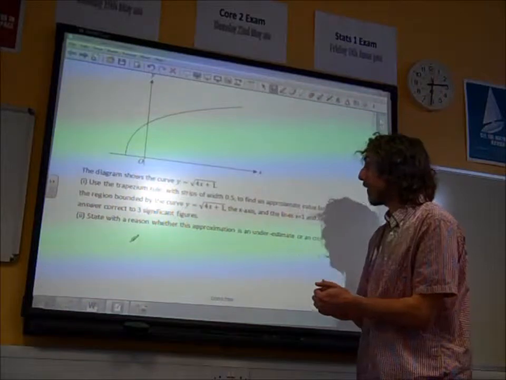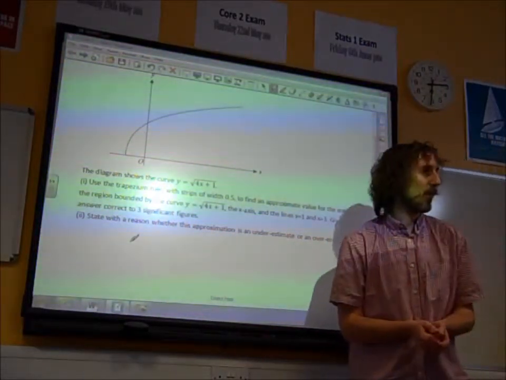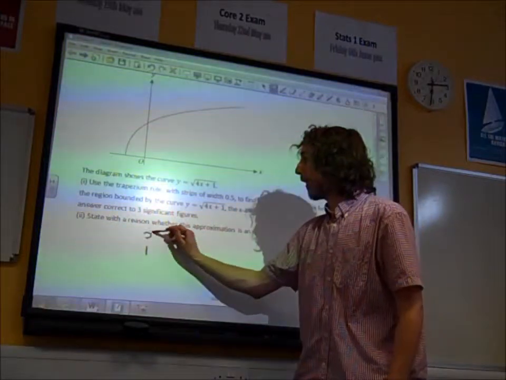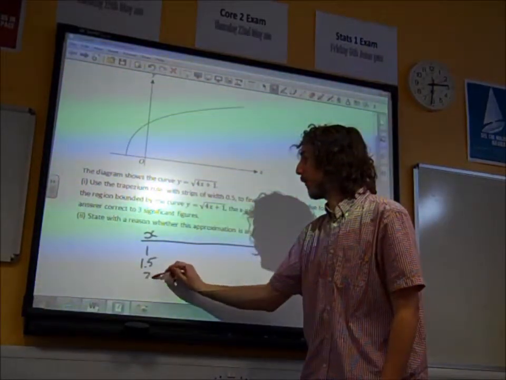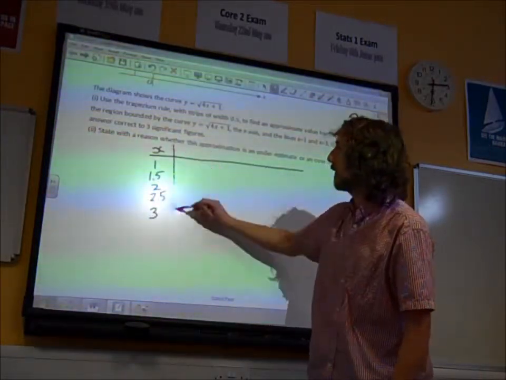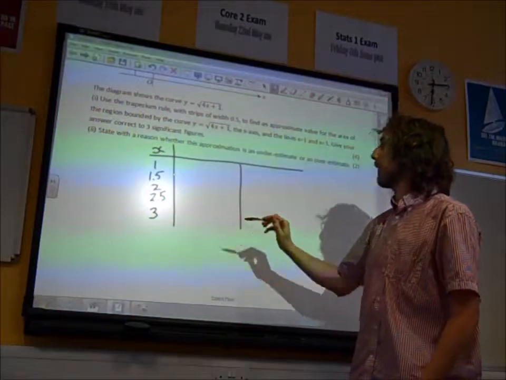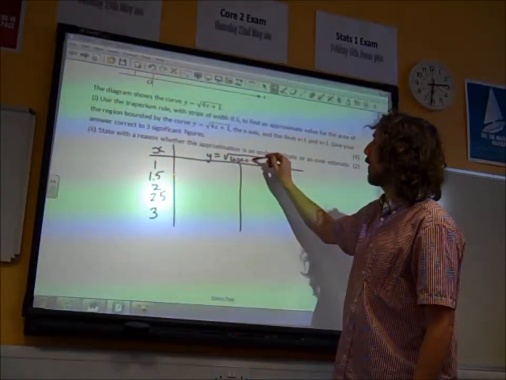It says strips of width 0.5 between the lines x equals 1 and 3, so we're going to start with 1. I'm going to do a table. I like doing tables. 1.5, 2, 2.5 and 3. And we do it in our two columns. Y is the square root of 4x plus 1.